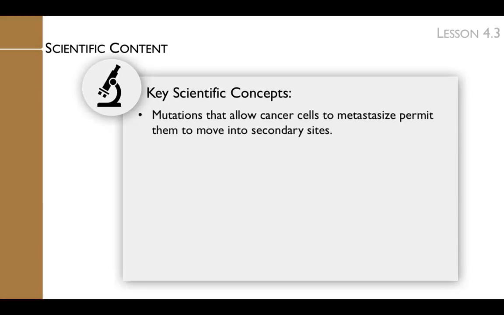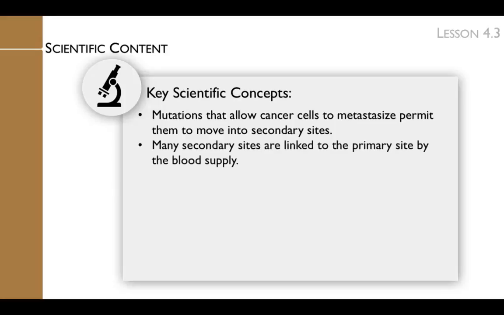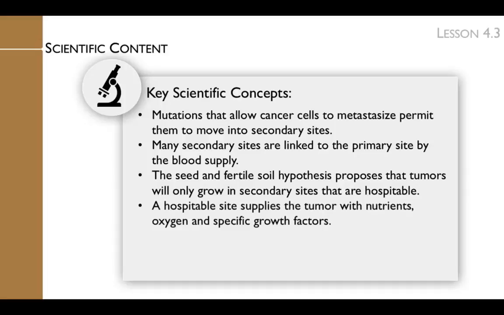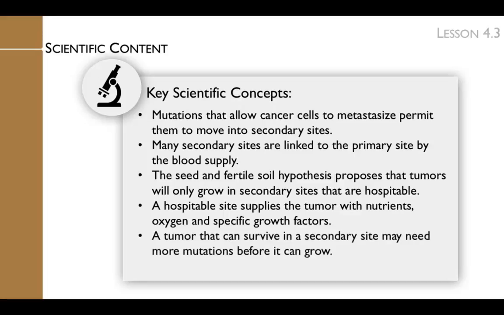this lesson. Mutations that allow cancer cells to metastasize permit them to move into secondary sites. Many secondary sites are linked to the primary site by the blood supply. The seed and fertile soil hypothesis proposes that tumors will only grow in secondary sites that are hospitable. A hospitable site supplies the tumor with nutrients, oxygen, and specific growth factors. A tumor that can survive in a secondary site may need more mutations before it can grow.